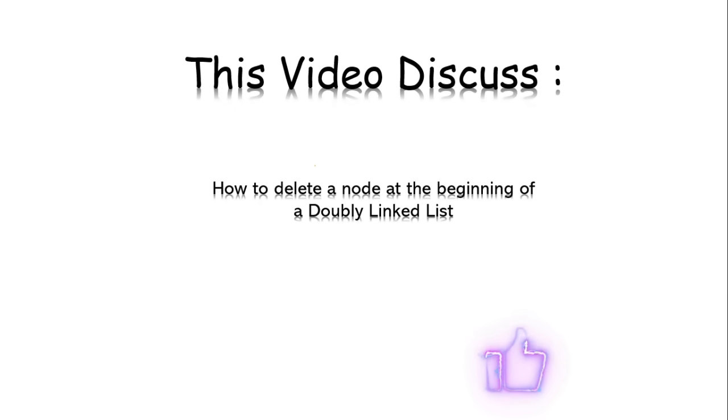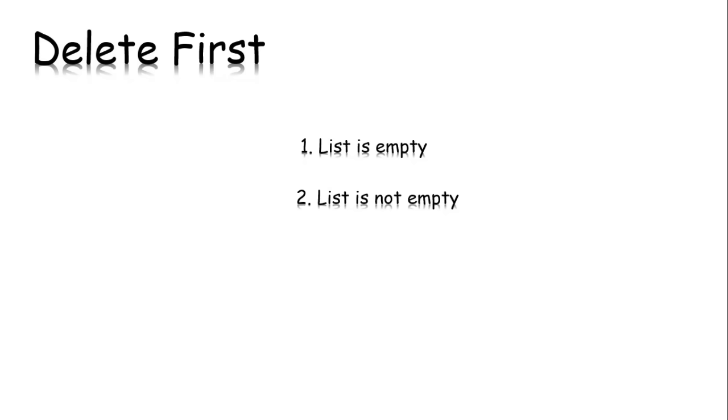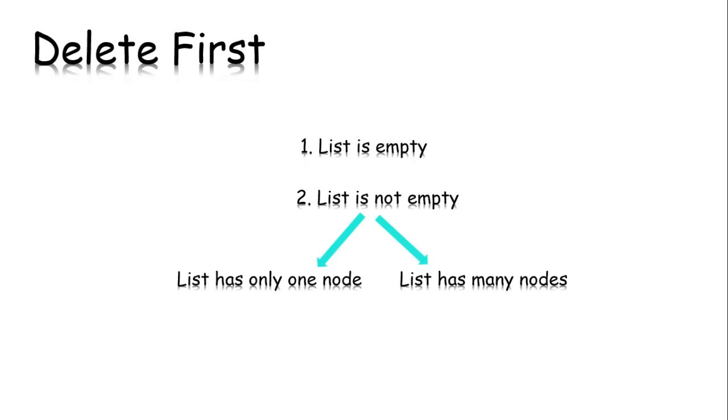This video discusses how to delete a node at the beginning of a doubly linked list. If you wish to delete a node from a doubly linked list, there will be two situations for how the doubly linked list would look. The first one, the situation where the list is empty. The second one, the situation when the list is not empty. When the list is not empty, there are also two possibilities: the first, when the list has only one node, and the second, when the list has many nodes.